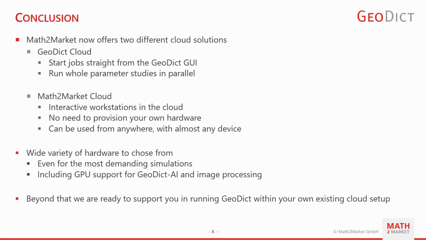Second, there's the Math2Market Cloud, which provides interactive workstations in the cloud with no need to provision your own hardware. A very minimal set of hardware is needed, and it can be used from anywhere with almost any device. Both solutions offer a wide variety of hardware to choose from for even the most demanding simulations, which also includes GPU support, for example, for GeoDict AI and for image processing. And beyond those two offers, we are ready to support you in running GeoDict within your own existing cloud setup.